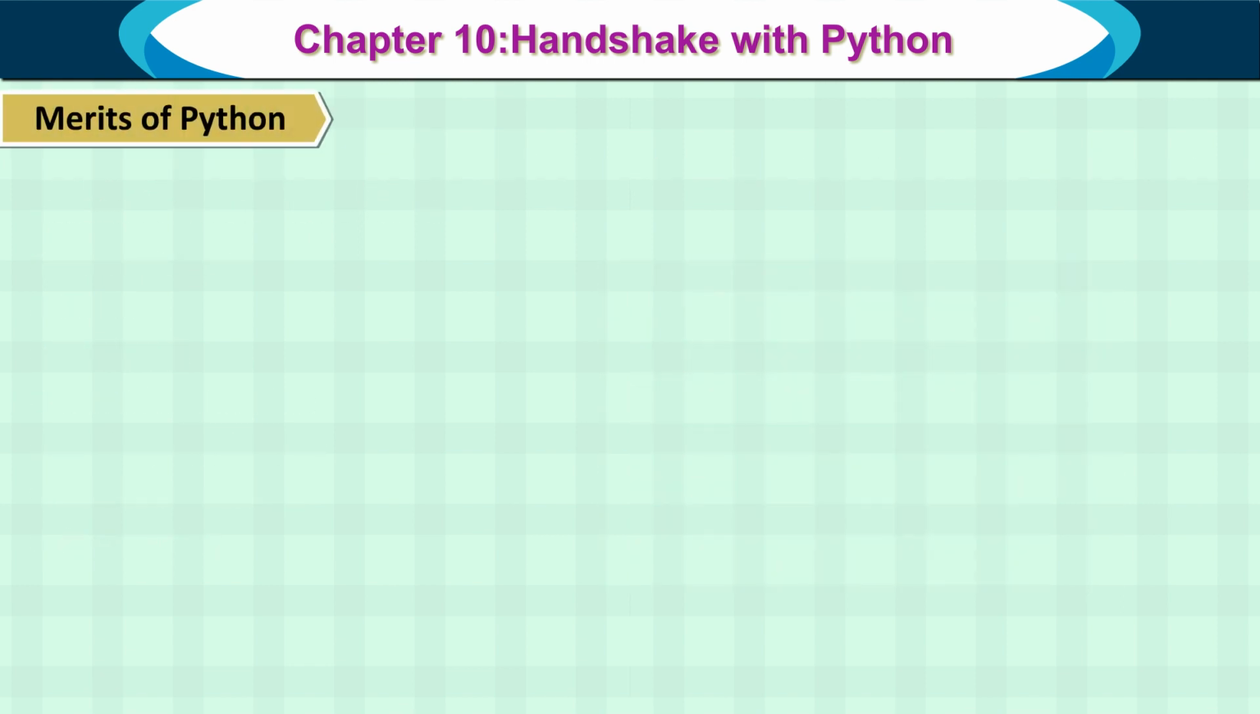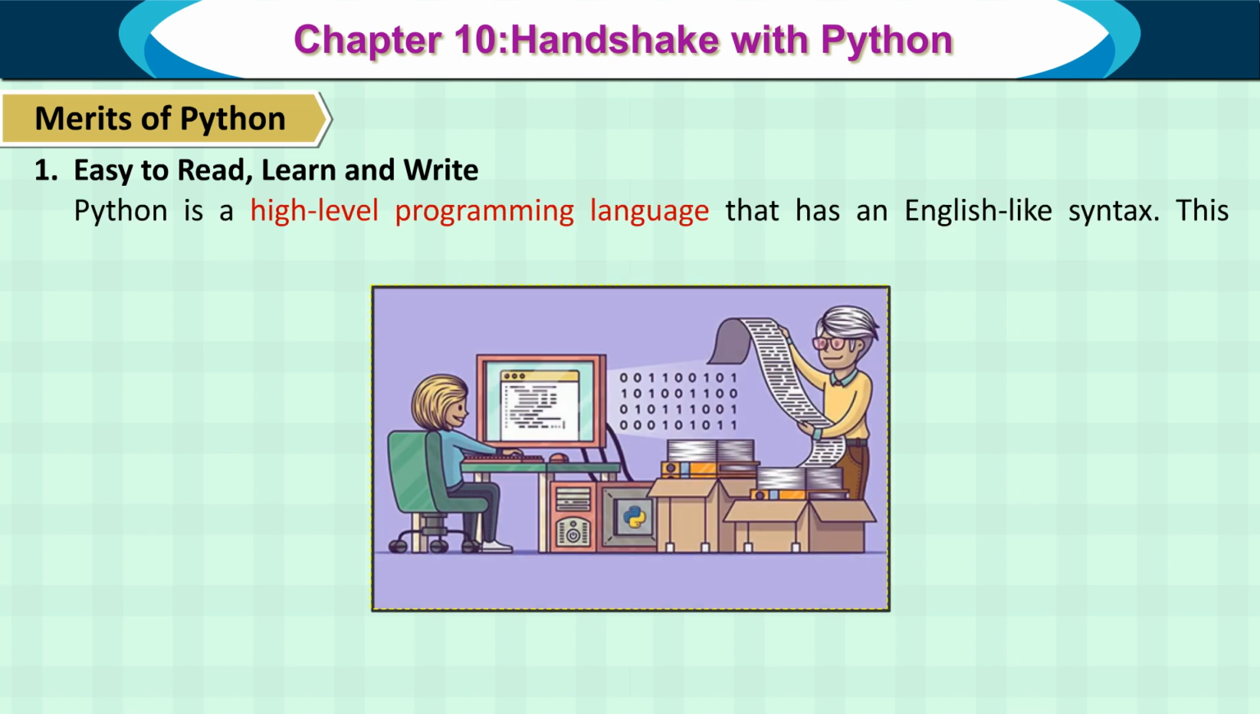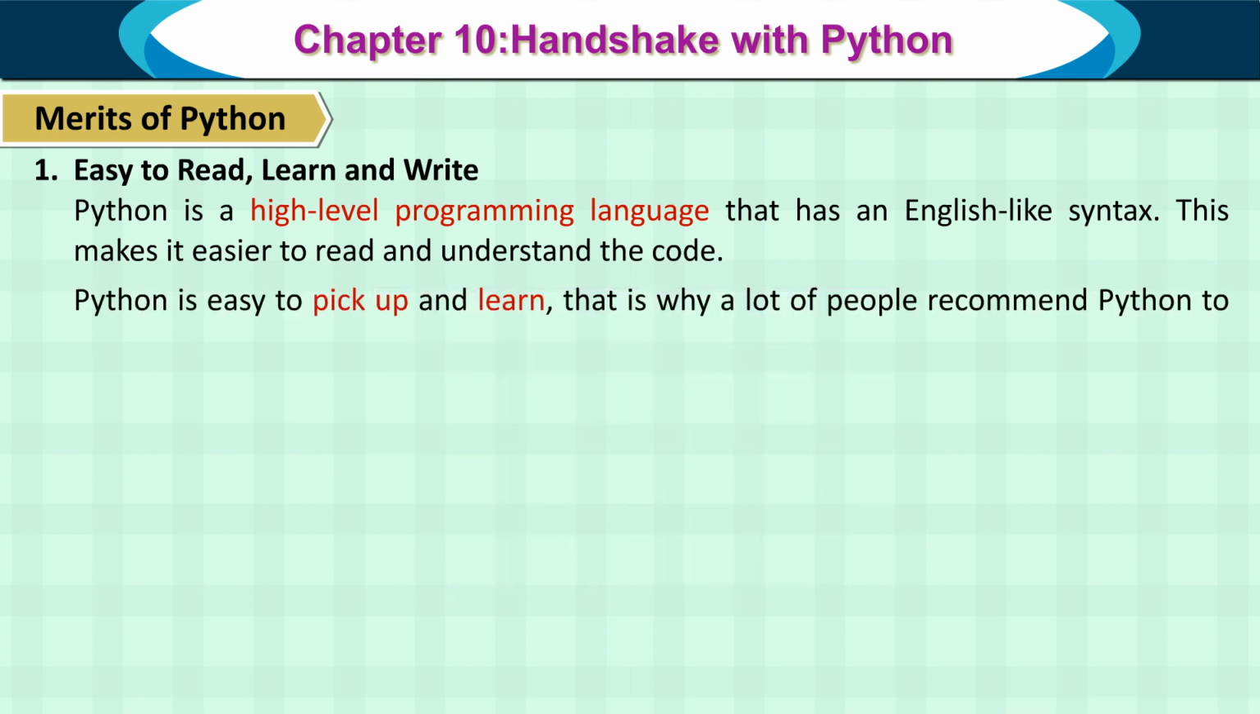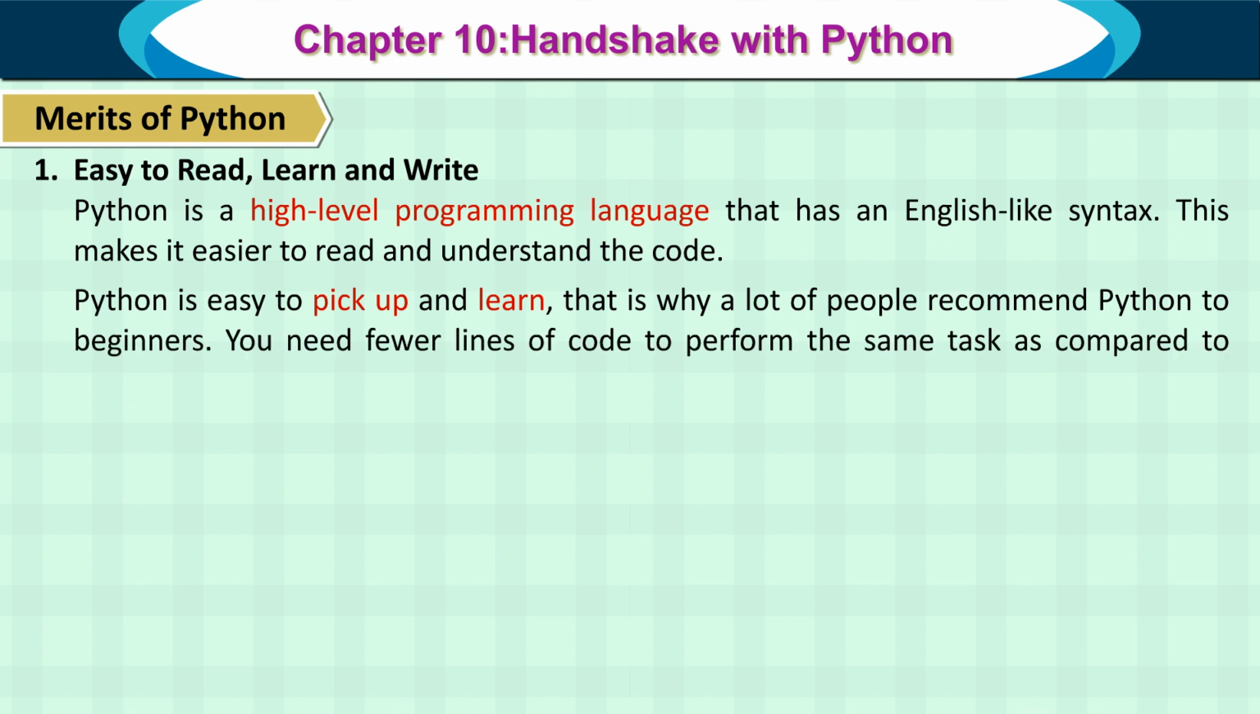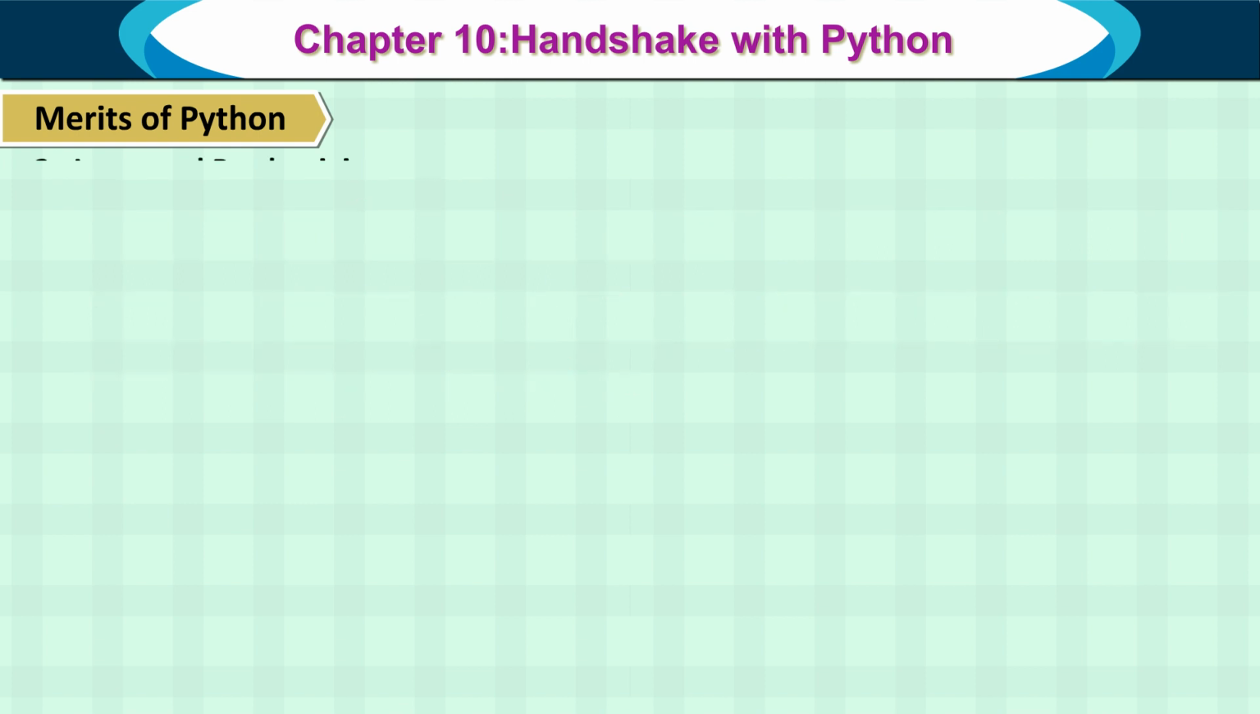Merits of Python. 1. Easy to read, learn and write. Python is a high-level programming language that has an English-like syntax. This makes it easier to read and understand the code. Python is easy to pick up and learn. That is why a lot of people recommend Python to beginners. You need fewer lines of code to perform the same task as compared to other major languages like C or C++ and Java.